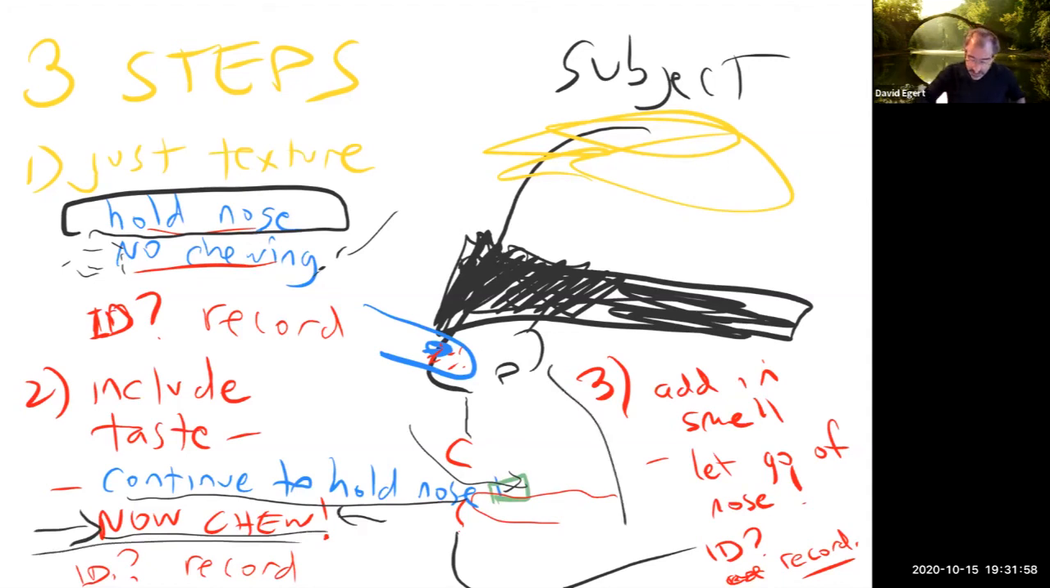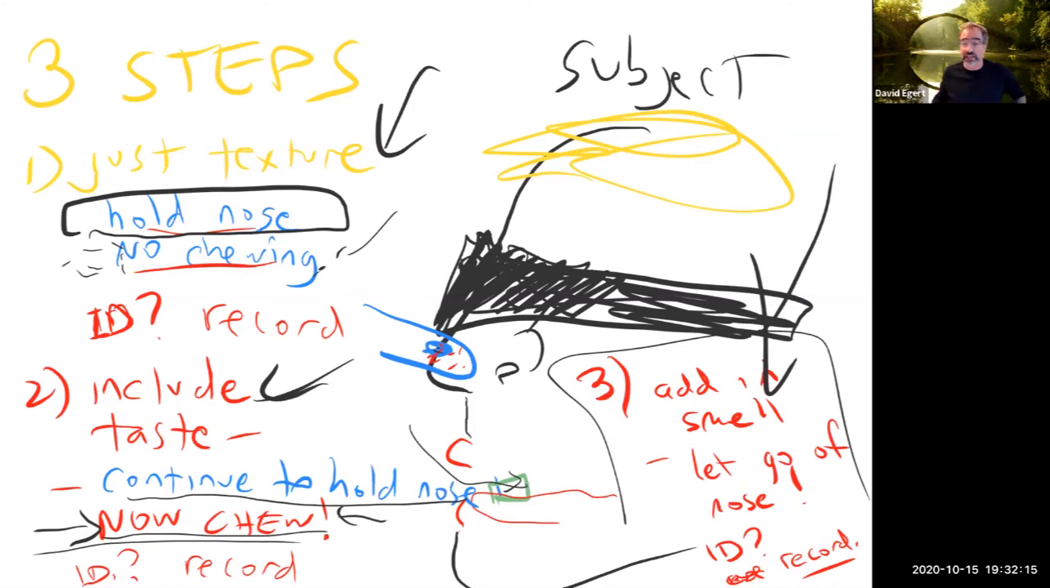And finally, add in the sense of smell. Let go of your nose. Now you've got taste, smell, and texture. Can they tell now? Find out how important pure texture, taste, or smell is in actually identifying the food. Is it the same across all foods, or is it different for different foods? And why do you suspect that? So you've got the whole weekend to do this.